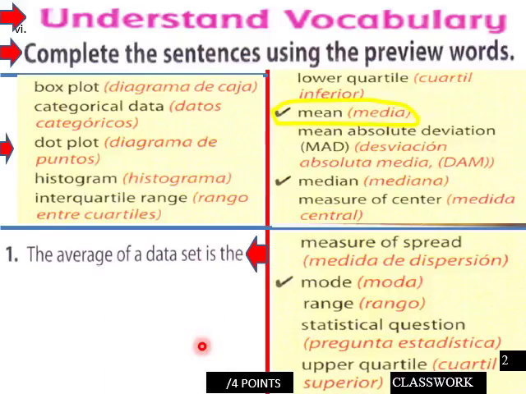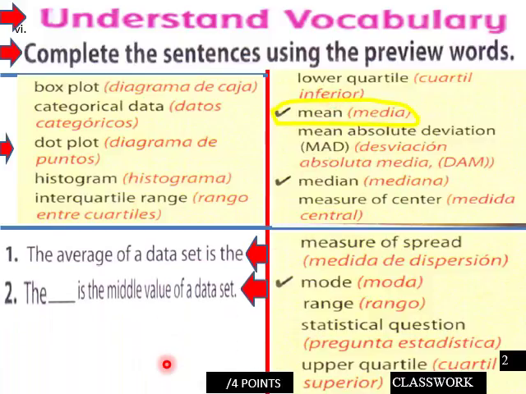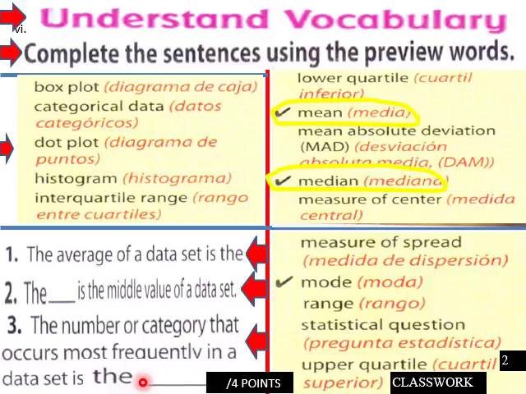The average of a data set is the mean. The blank is the middle value of a data set. That would be the median. The number or category that occurs most frequently in the data set is the mode.